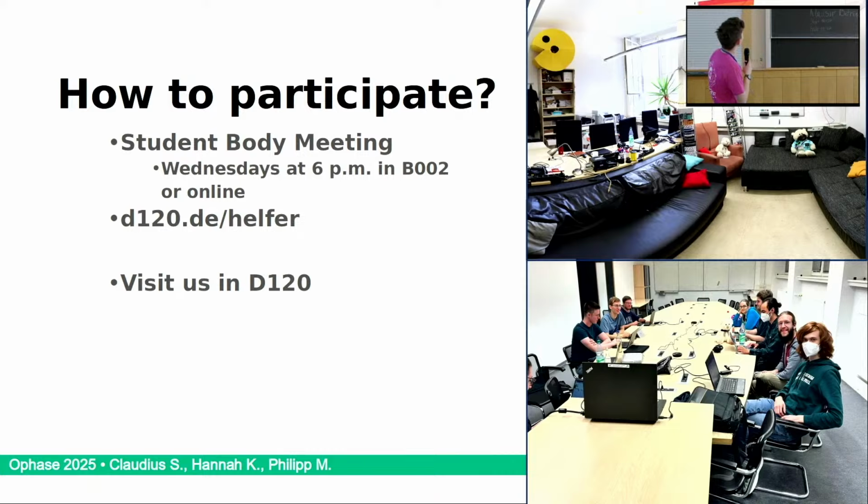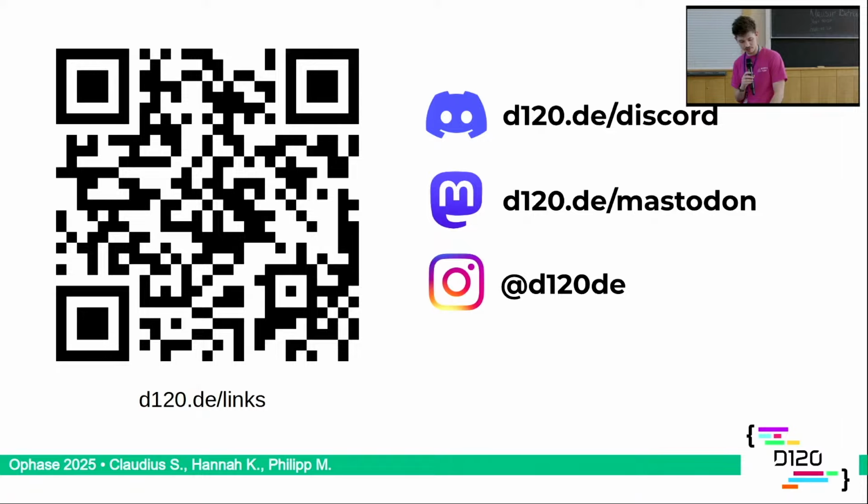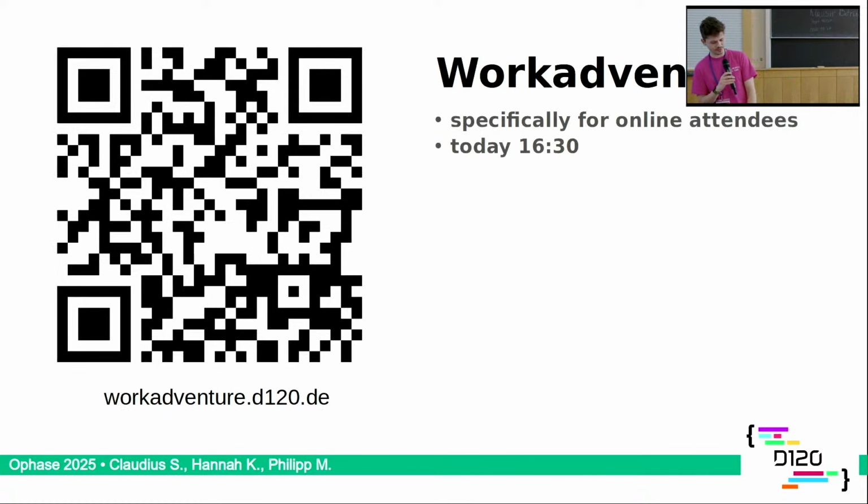And if you want to join us, each Wednesday at 6 p.m. in B002, we have our regular weekly meetings. On d120.de/helfer you can get more information, or you just visit us in d120. Or if you don't want to visit us, you can get some useful links on d120.de/links, where you can find our Discord, Mastodon, Instagram, and so forth, where we try to publish interesting information, where you can help us, what is new at the department, and much more.